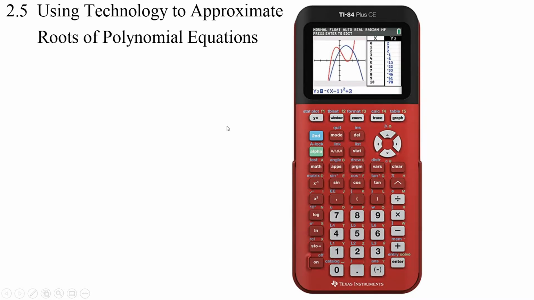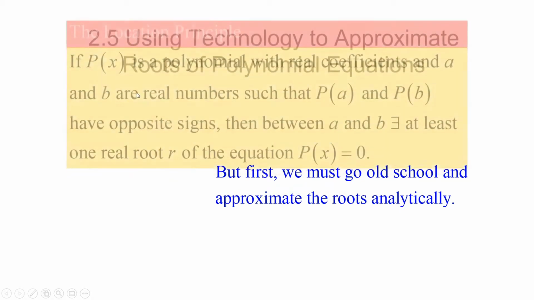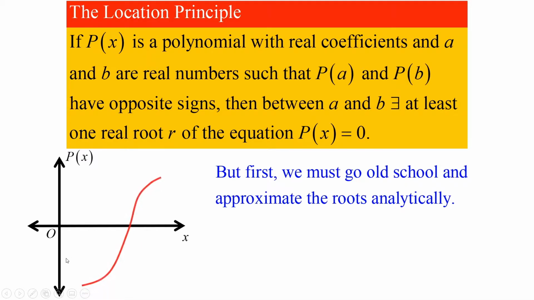Now I just looked and approximated, but your calculator will give you much more accurate approximations than we just did with our eyes. But first, we must go old school and approximate the roots analytically. All right, and to do that, we use what is called the location principle. The location principle. So if p of x is a polynomial with real coefficients, so I'm going to draw a coordinate plane, and I'm going to put a random part of a random polynomial on this coordinate plane, something like that right there. Maybe that's part of a cubic.